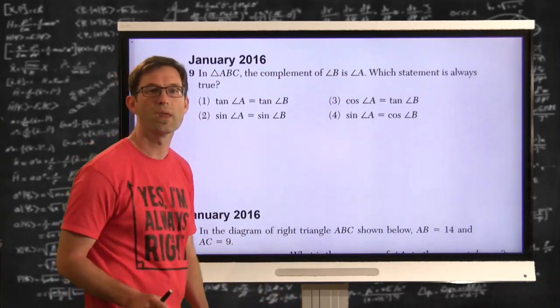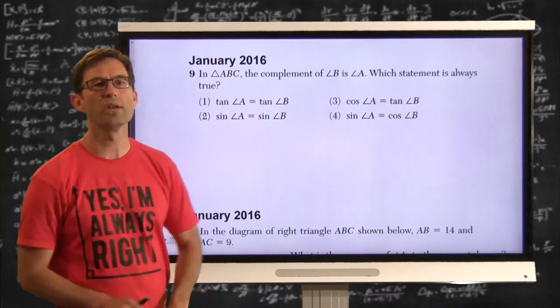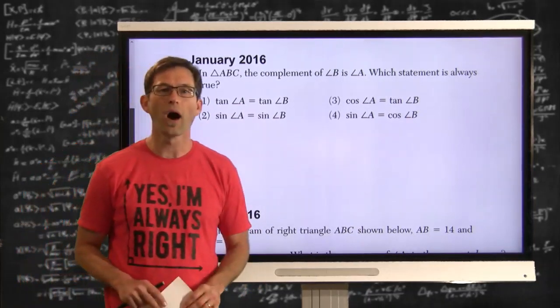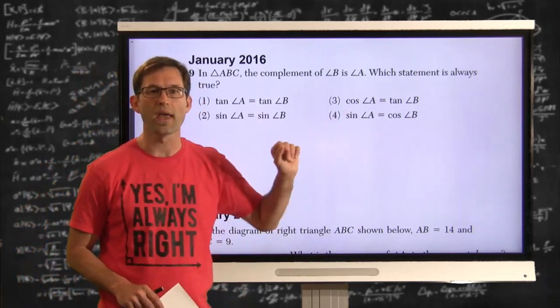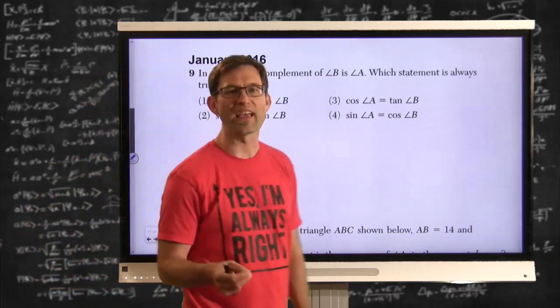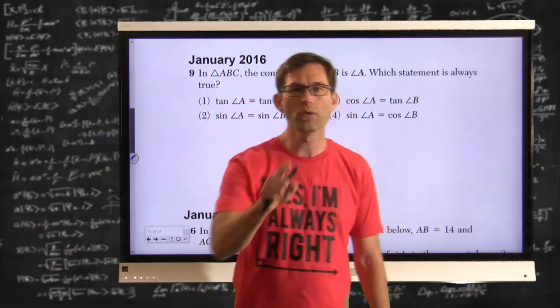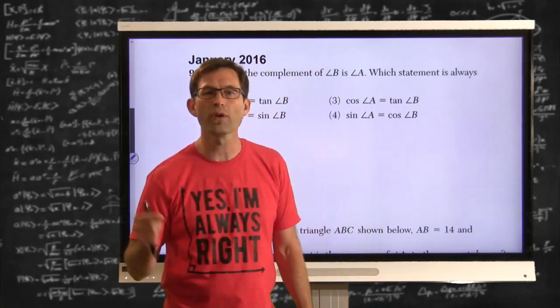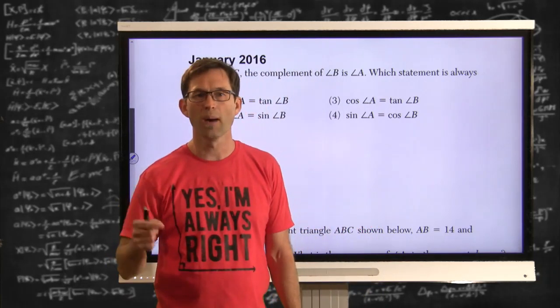January 2016. Number 9, we don't even need to go to the board for this one. It's that easy. In triangle ABC, the complement of B is A. Which statement is always true? There's this little thing in right triangle trig that they want you to know, and they test it on like 3 out of every 4 Regents geometry tests.